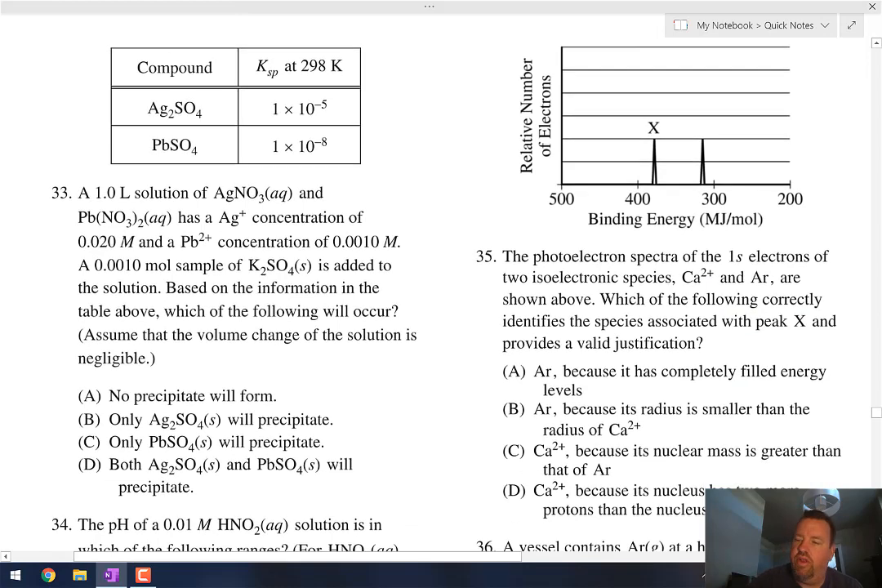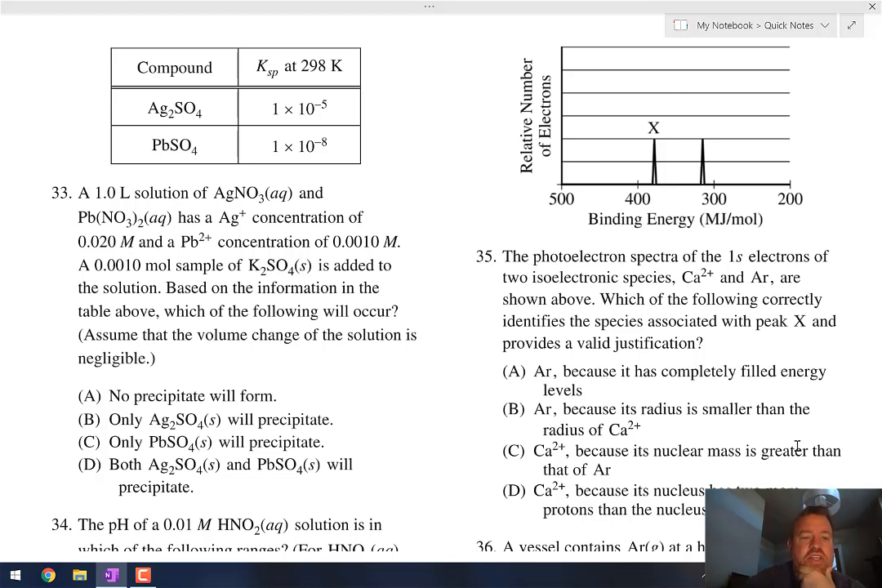Question number 33. If I remember correctly, yeah, this is a tough question here on 33. Okay, so on 33, you've got a silver concentration of 0.02, and you've got a lead concentration of 0.001. Okay, and it says a 0.010 mole sample of K2SO4 is added to the solution. Based on the information table above, which of the following will occur? So will a precipitate form? If it does, will both of them precipitate? Or will only Ag2SO4 or PbSO4 precipitate?